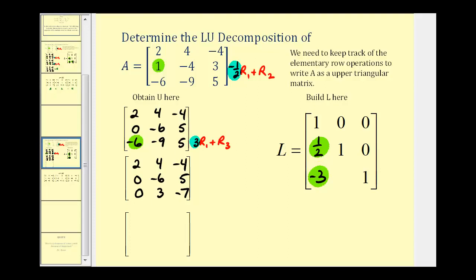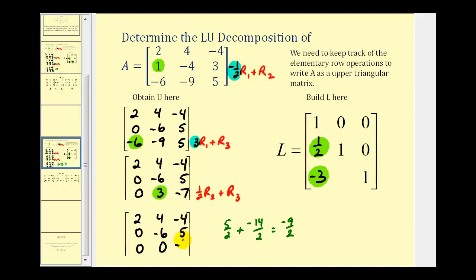And then for the last step, to obtain a 0 here, we'll need to add half of row 2 to row 3. First two rows stay the same. So 1/2 of 0 plus 0 is 0. 1/2 of negative 6 is negative 3 plus positive 3, that's 0. And then we'll have 1/2 times 5, that's 5 halves, plus negative 7, which is negative 14 halves, which would be negative 9 halves. So this element here is negative 9 halves.